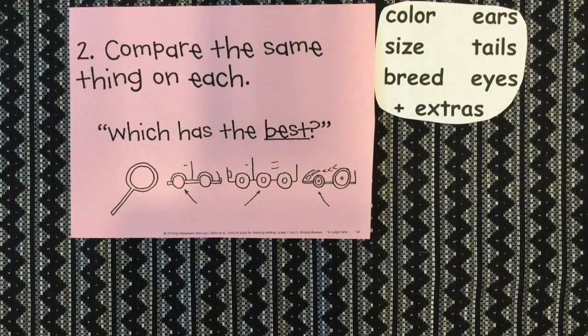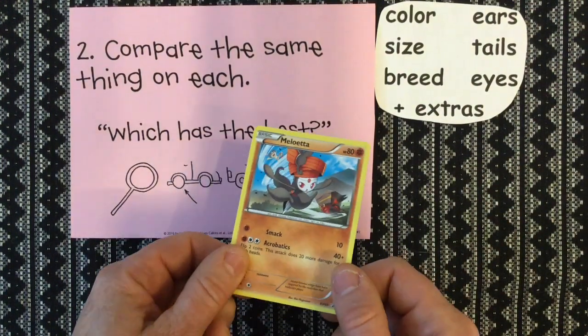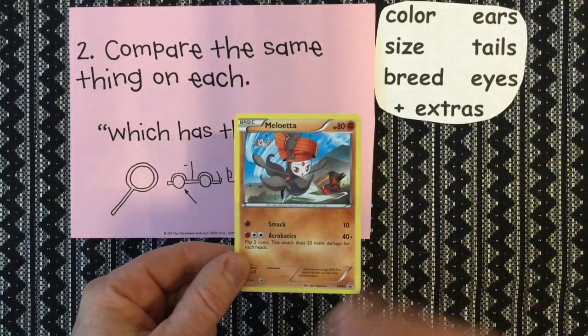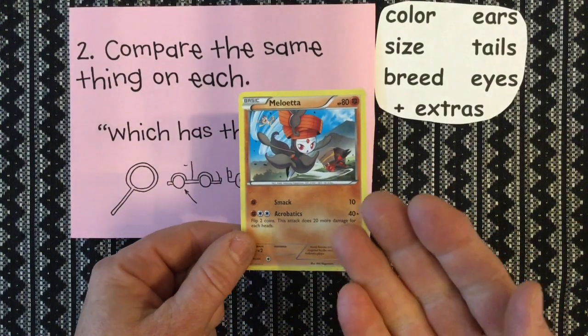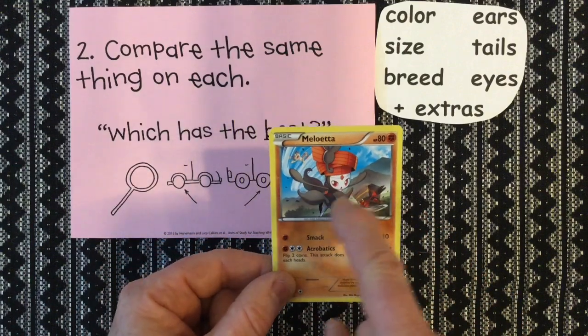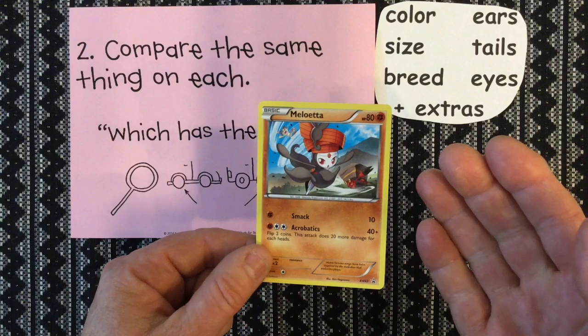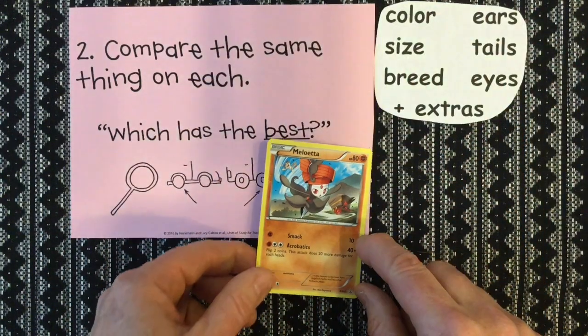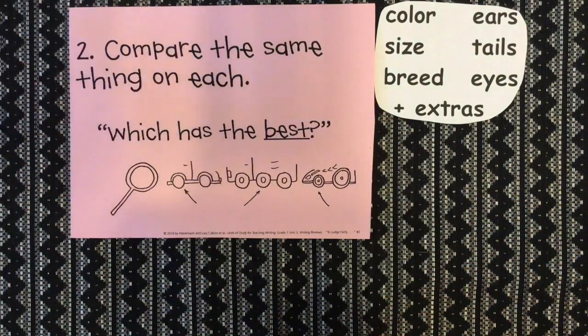Let's talk about this for a minute. If you have cards like Pokemon cards, maybe you're comparing the colors. Maybe you're comparing their damage. Maybe you're comparing what kind of creature they're based on. You know, a lot of Pokemons have connections to real animals. Maybe that's what you're comparing.